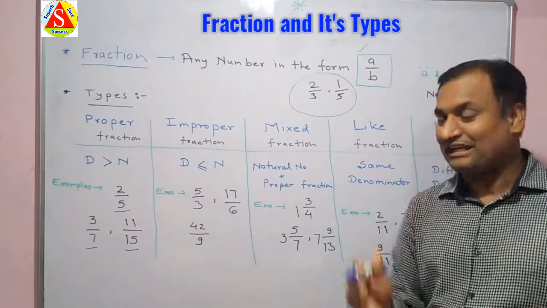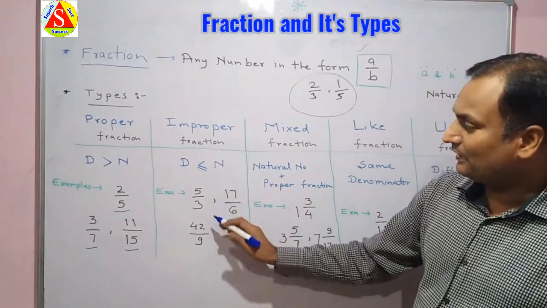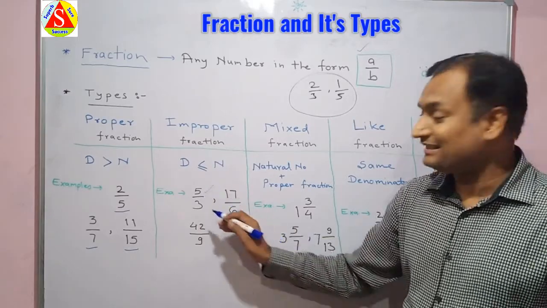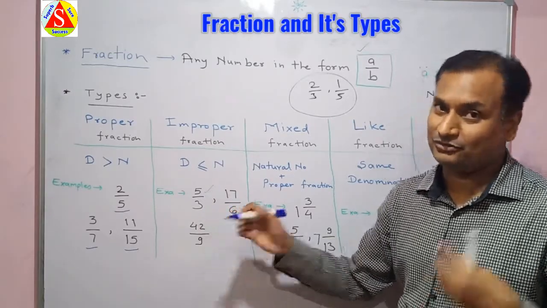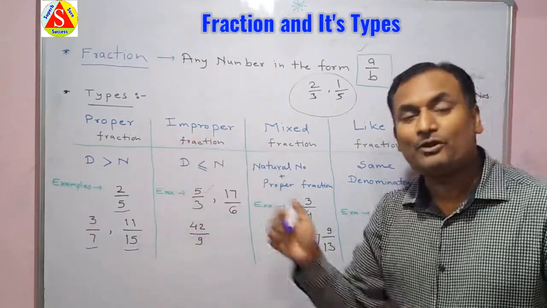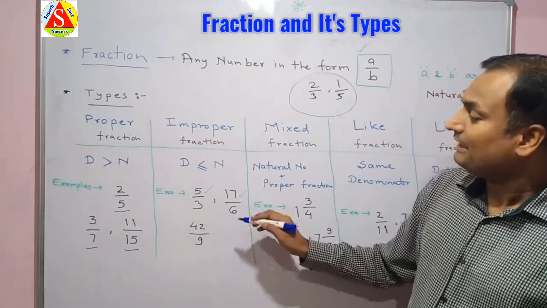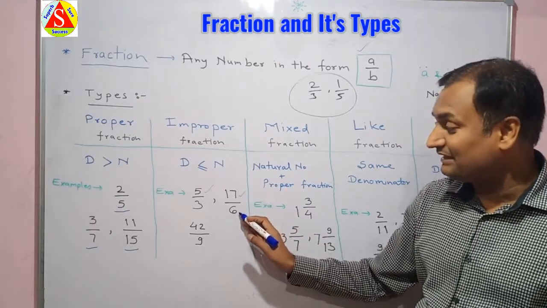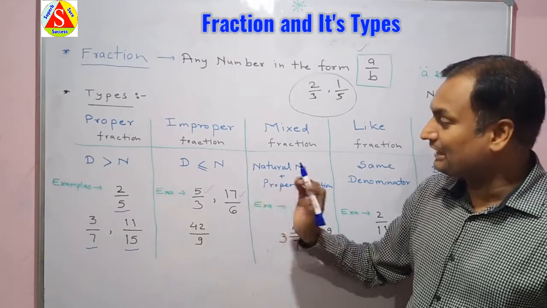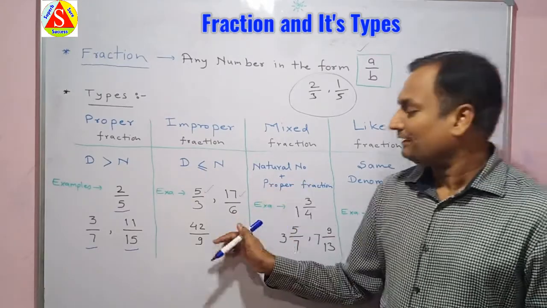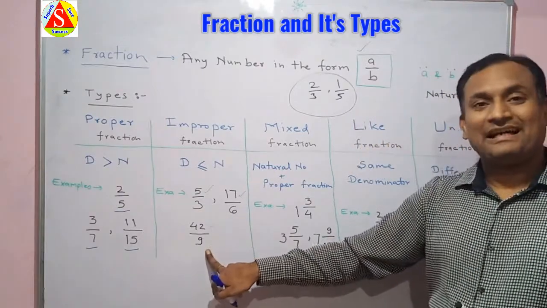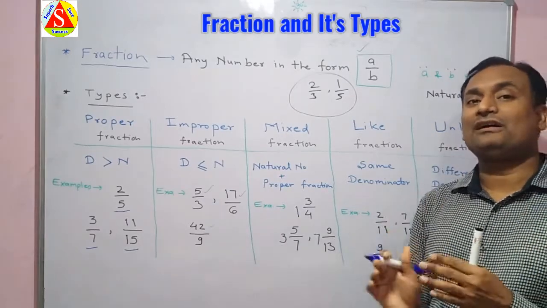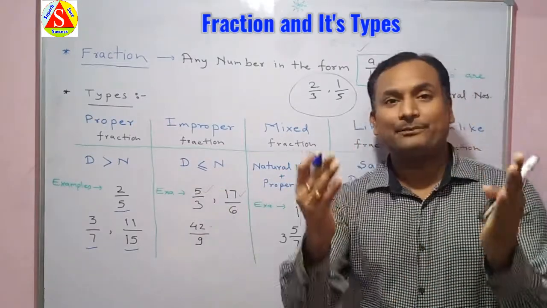So let's see the examples. Dear student, if you see the example 5 by 3, here you can see the numerator is greater than its denominator, so we can say it is an example of improper fraction. Let's see the second one. Here again you can see the numerator, that is 17, is greater than the 6 in the denominator. So again it is an example of improper fraction. Let's see one more, 42 by 9. Again here the numerator is greater than the denominator.